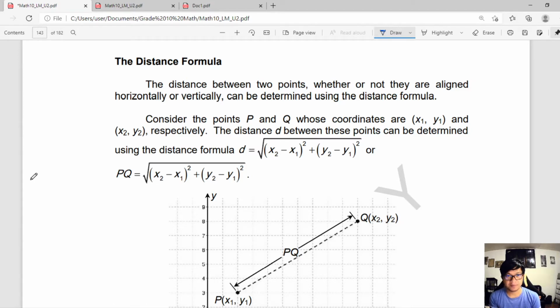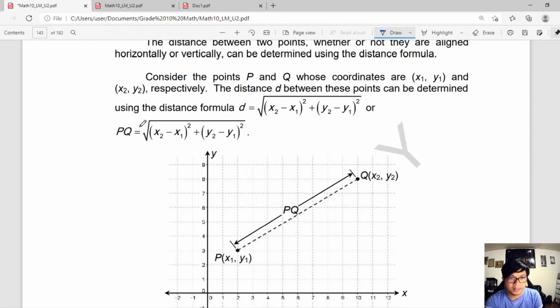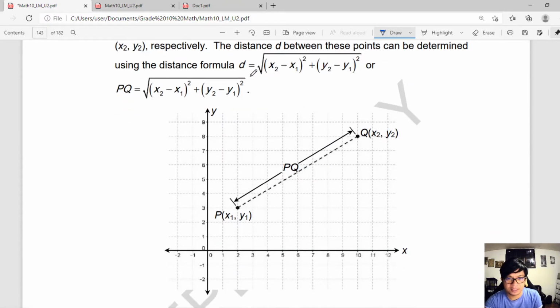So what is the distance formula? The distance between 2 points, whether or not they are aligned horizontally or vertically, can be determined using the distance formula. So we have here the formula of distance. It is denoted as d is equal to the square root of the quantity of x sub 2 minus x sub 1 all squared plus the quantity of y sub 2 minus y sub 1 all squared, or this one, referring to this graph.